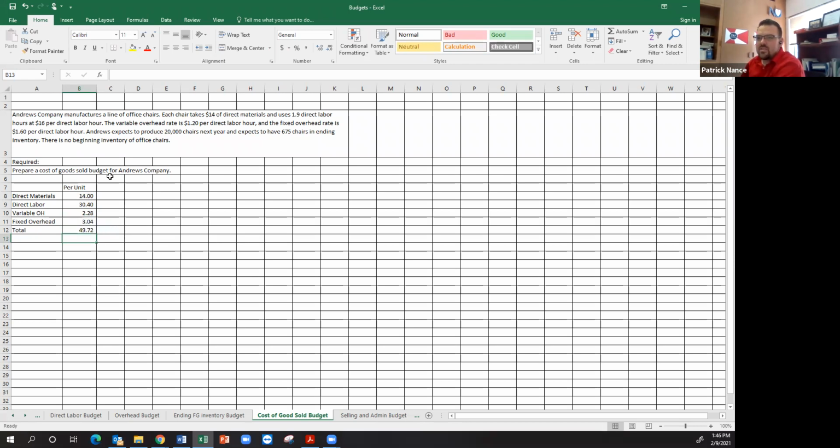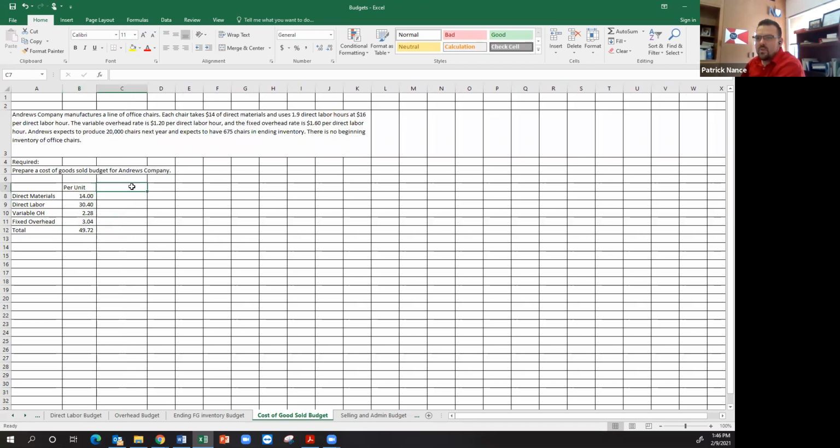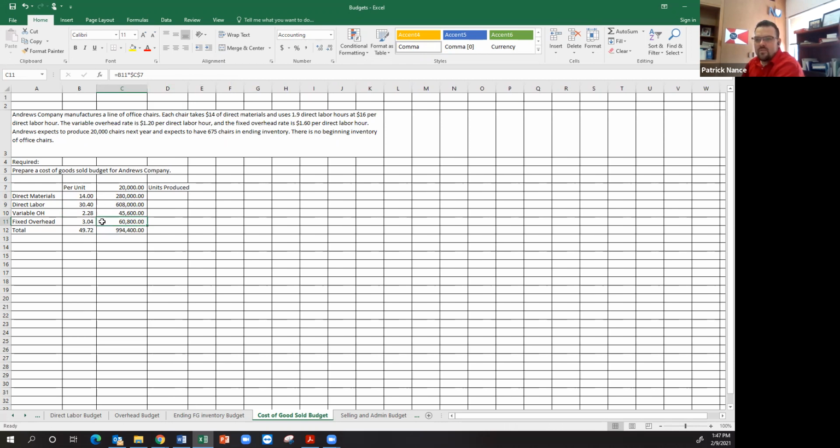If they think they're going to manufacture 20,000 units, I can figure out what the cost is for 20,000 units. So I'm going to put my units up here, 20,000 units produced, units manufactured. And then I'm going to take each one of these individually, the direct materials, direct labor, variable overhead, and multiply it by 20,000. So 14 times 20,000, and then I'm going to do the same thing for all the rest of them. 30.40 times 20,000, 2.28 times 20,000, $3.04 times 20,000. And these are all the numbers. I just did it all at once to make it a little quicker. So that's our amount if we did units produced.